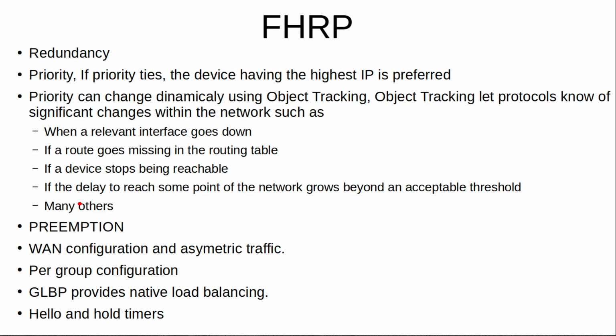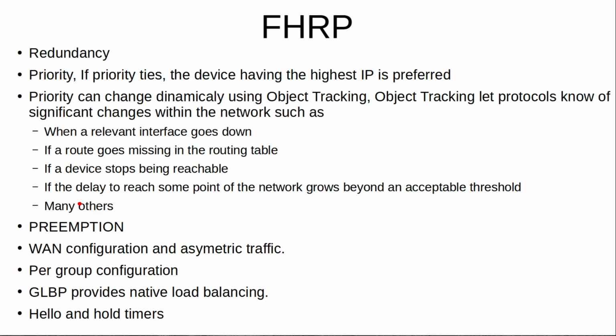a parameter known as priority. If this priority ties, the tiebreaker is the IP address. Higher priorities are preferred, and higher IP addresses are preferred. You must know that this priority can change dynamically while your network operates if you use object tracking. So object tracking will let your protocols know if something important happened in your network as your network operates.